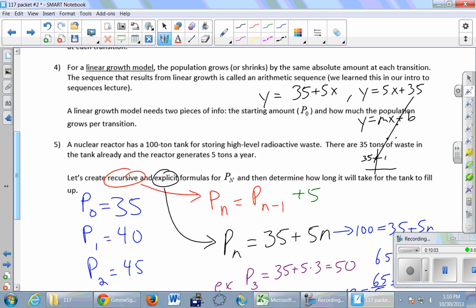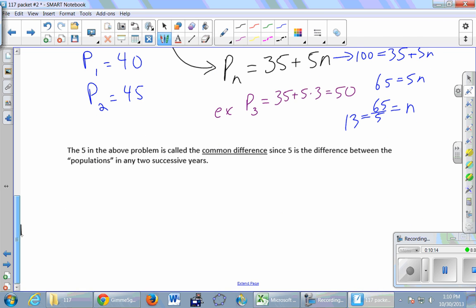It grows really quickly. So this is not add the same amount every time. This is multiply by the same amount every time. We'll see those next class. Today, it's always going to be add or subtract the same amount every time.